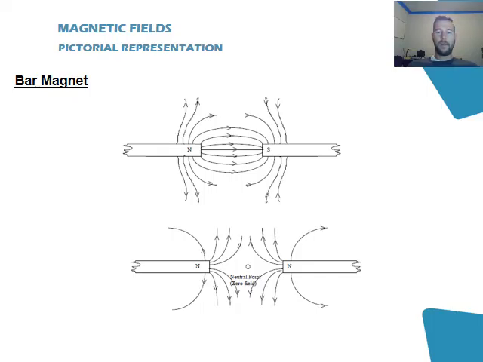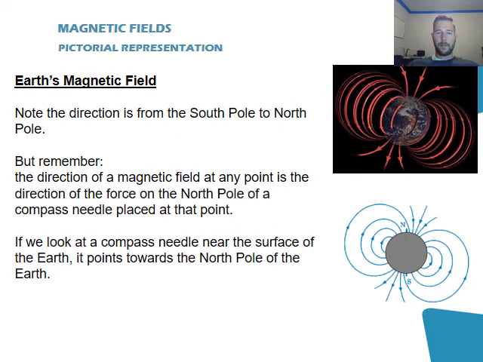So if we had a north dipole directly in the middle there, there'll be no force acting on it. So now we'll talk about the Earth's magnetic field as our next example. So we can see on that diagram, the bottom diagram, that the direction is from the south pole of the Earth to the north pole.